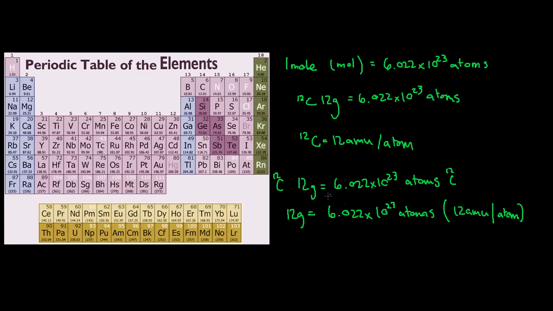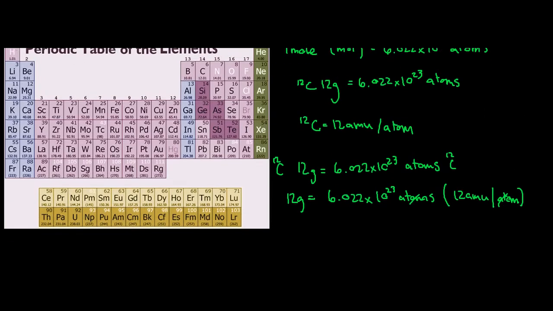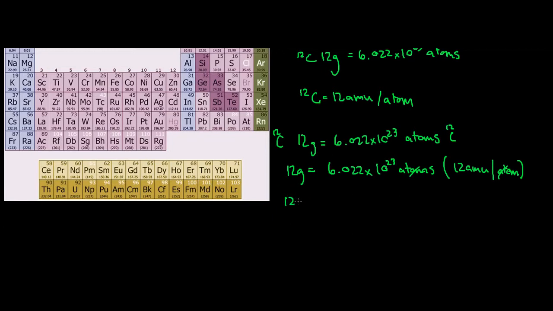12 grams of carbon has 6.022 times 10 to the 23rd atoms. Each atom is 12 atomic mass units. The atoms cancel. And I'm left with 12 grams is equal to 6.022 times 10 to the 23rd times 12 atomic mass units. Or this can be thought of as 12 grams is equal to 12 times 6.022 times 10 to the 23rd AMUs.